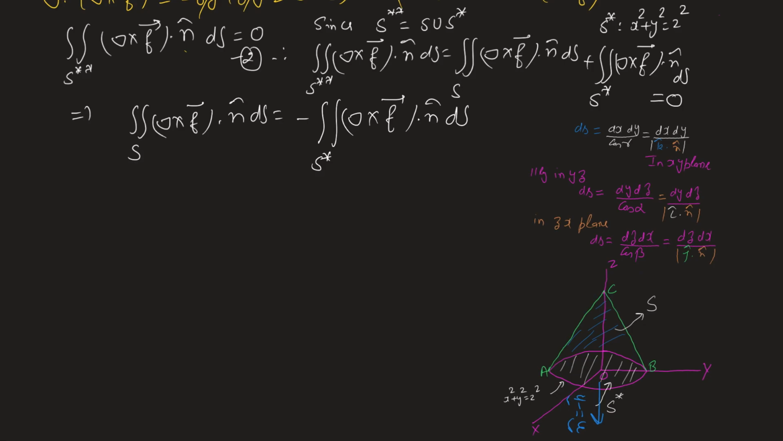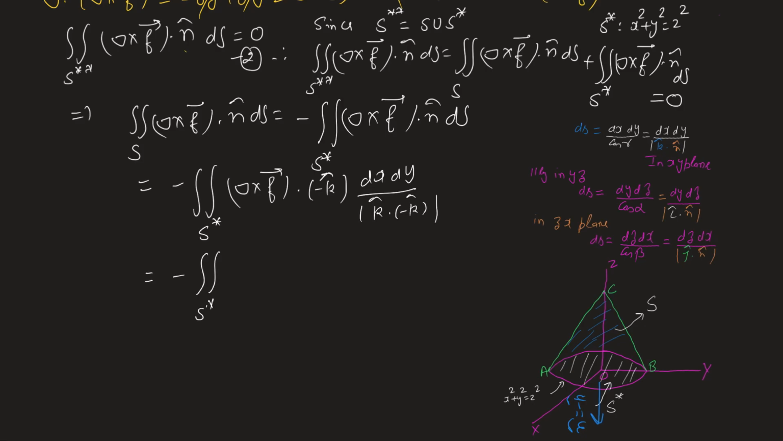And since it is the xy plane, this will be further equal to minus, and what is the value of this del cross F? Let me write del cross F firstly as such, then I will show you the value. And n cap is minus k cap, and in place of ds what will we write? dx dy divided by k cap as such, and the normal is minus k cap. So this is done, and this is surface S star, and this is equal to minus S star.